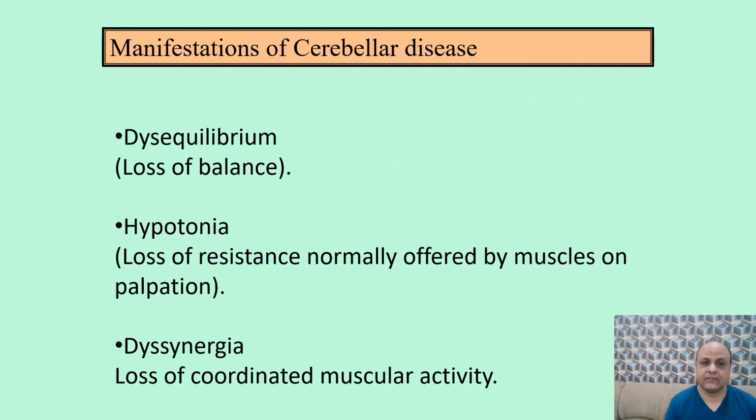So now I told you the functions of cerebellum. Now when these functions are compromised, it leads to the manifestations of cerebellar disease. So medical terminologies have been assigned to each of the loss of functionalities. So loss of balance is referred to as disequilibrium. Loss of tone is referred to as hypotonia, while loss of coordinated muscular activity is referred to as dyssynergia.